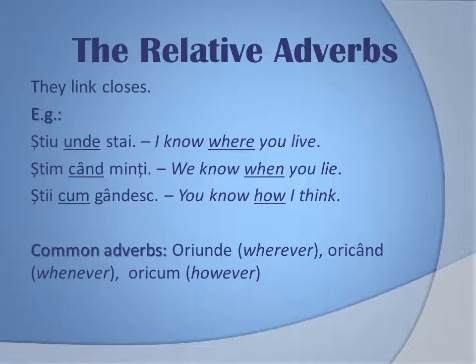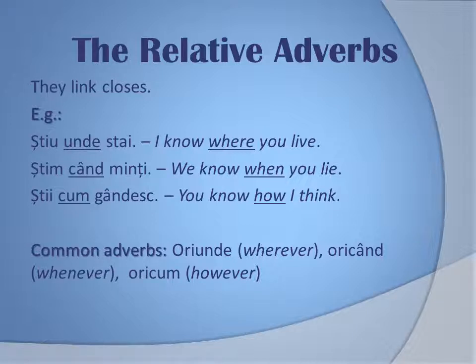Finally, the relative adverbs are those adverbs that link clauses. So it's quite easy to understand how they work, where they are in the sentence, and we can have a few examples. Știu unde stai. Unde means where. So the sentence is I know where you live, and the first clause is I know. Where is the relative adverb, and you live is the second clause in this sentence.